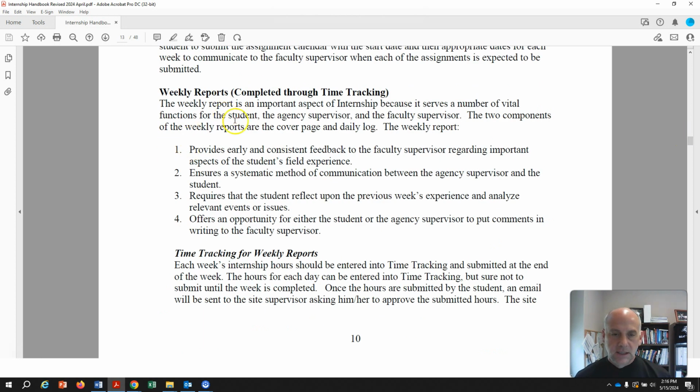The next thing is weekly reports. And again, the weekly reports are now handled through time tracking. In time tracking, you're going to put in your hours, you're going to put in your daily logs, basically highlighting what you're doing each day, and then you'll submit that, and that'll be taken care of, approved. It's important that you tell us what you're doing on each one of those days, so that we can go in and make sure that you're getting experiences that are internship worthy, and so it gives us a way to track what you're doing in there.